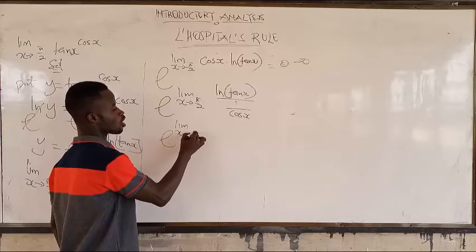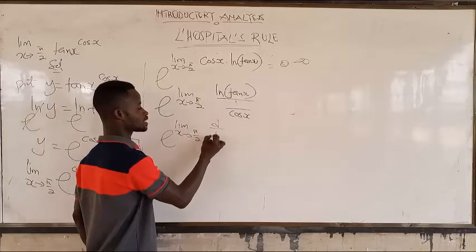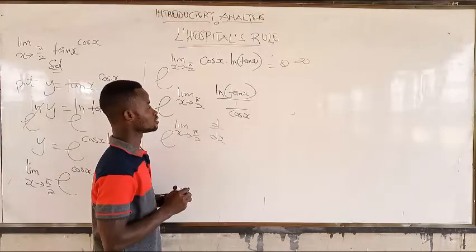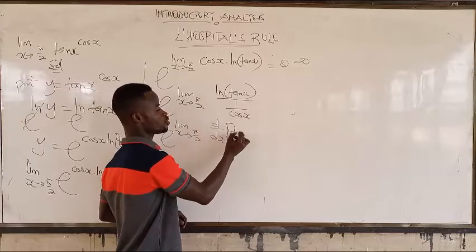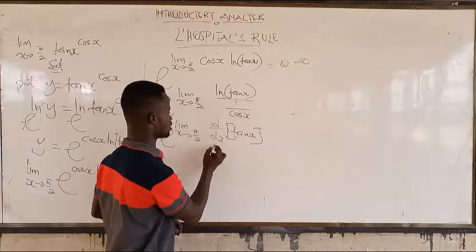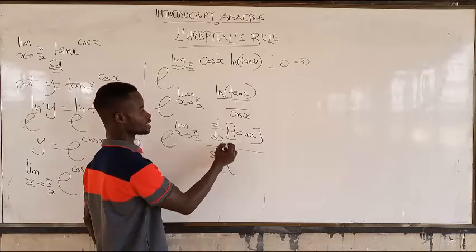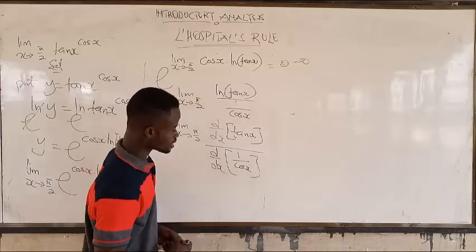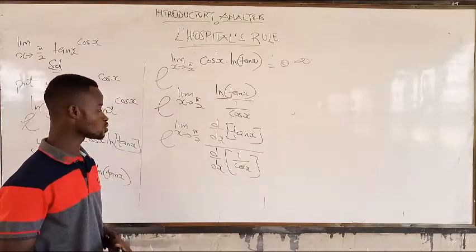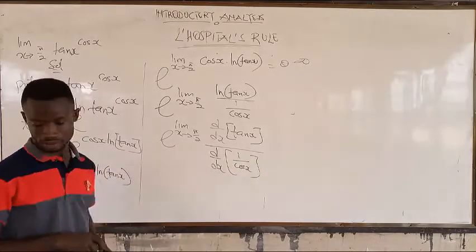So don't forget to always repeat this part until you are done. Then you take the derivative of the numerator with respect to s. Here the numerator is tan s, and here the denominator is 1 over cos s, which is the same as sec. Alright.